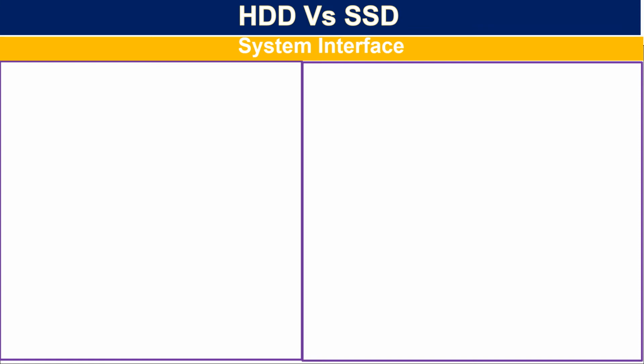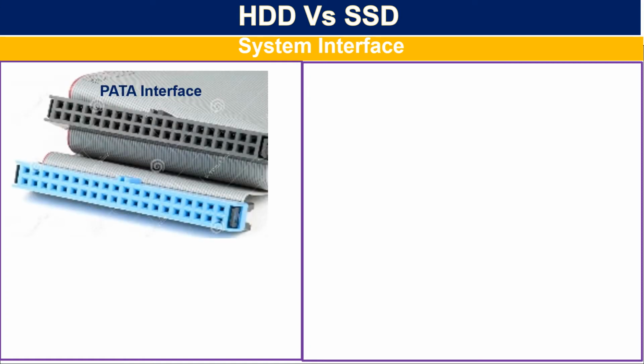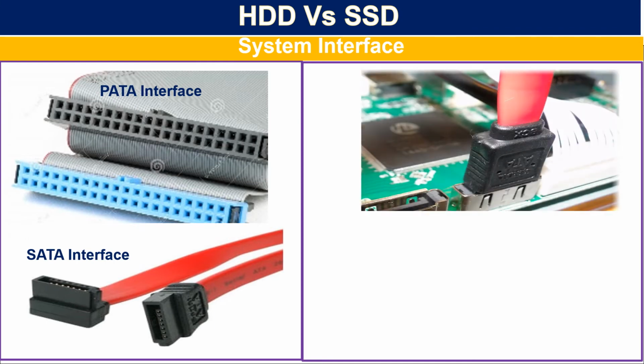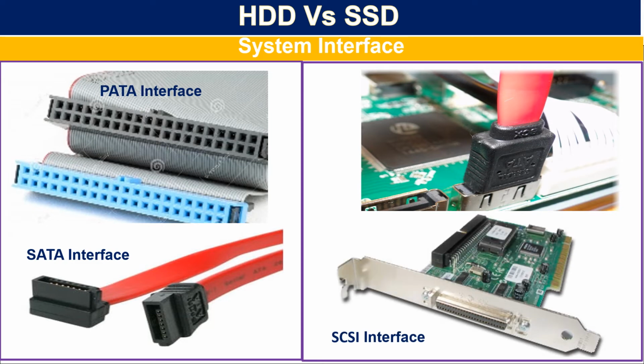Now let us discuss how these two drives are connected to the system. The old version hard disks were connected to the system by using the PATA interface, but today's hard disk drives are connected to the system by using the SATA interface. The enterprise hard disk versions are connected to the system by using the SAS interface. The solid state drives, mSATA and M.2 drives, are connected to the system by using the SATA interface only.